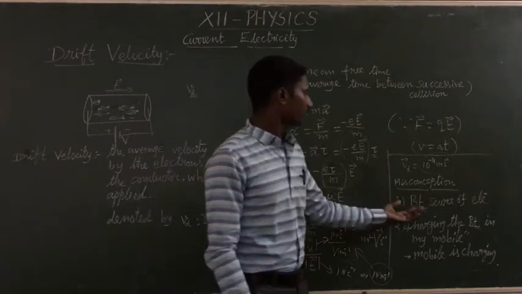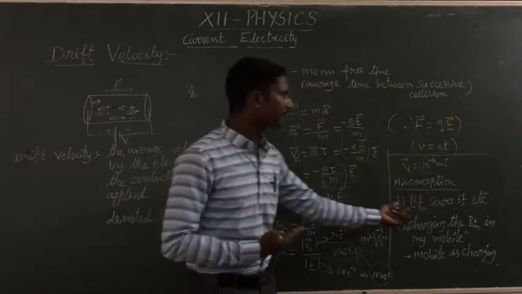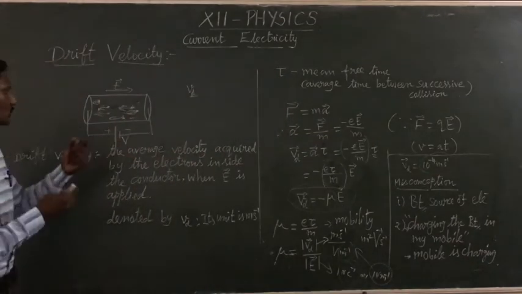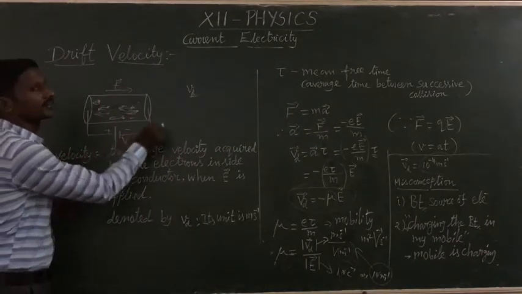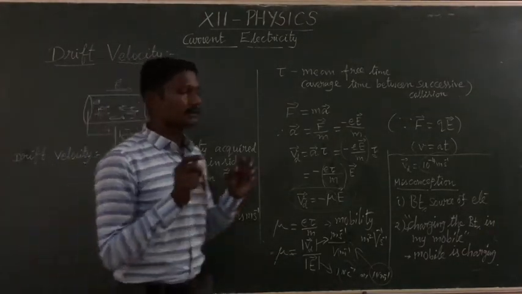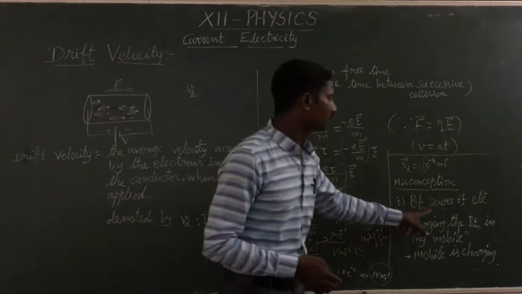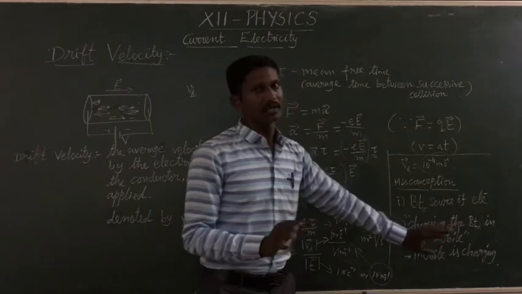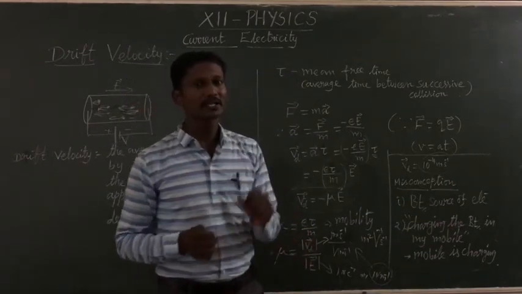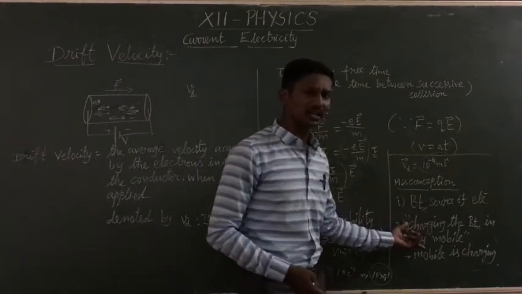In our real life, we often say that the battery is a source of electrons, because here also I told that the battery supplies the electrons. That is not correct. A battery supplies some electrical energy only, not electrons. So the battery is not a source of electrons, but it is the source of electric energy. It supplies the energy, not electrons. Okay, that is a misconception.